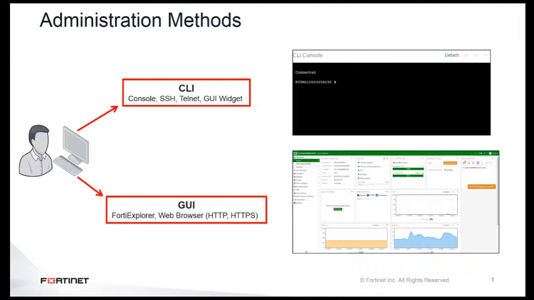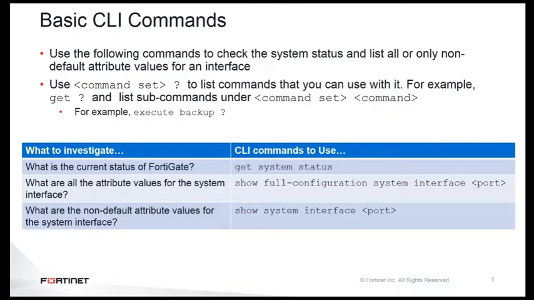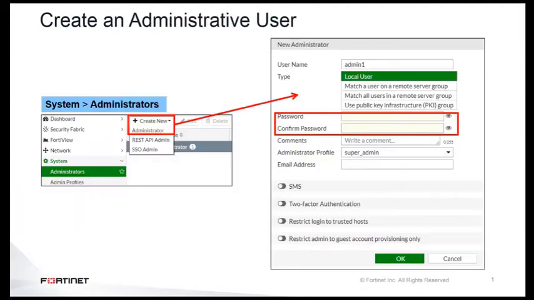Your terminal emulator can connect to the network, SSH or Telnet, or the local console port. SNMP and some other administrative protocols are also supported, but they are read-only. They can't be used for basic setup. This slide shows some basic CLI commands that you can use to list commands under a command set, check the system status, and list attributes and their values for an interface. Whichever method you use, start by logging in as admin.